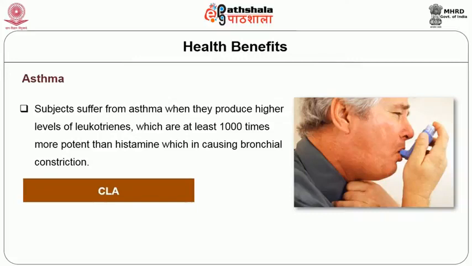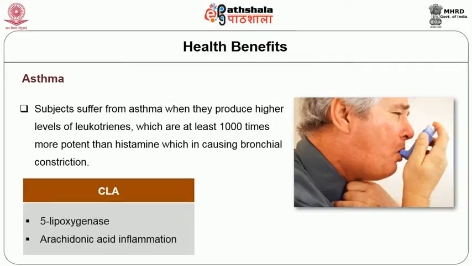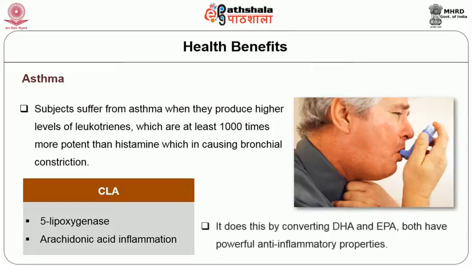Conjugated linoleic acid helps inhibit 5-lipoxygenase and arachidonic acid inflammation without harming the arteries. Conjugated linoleic acid does this by converting to DHA, that is docosahexaenoic acid, and EPA, that is eicosapentaenoic acid. Both have powerful anti-inflammatory properties.